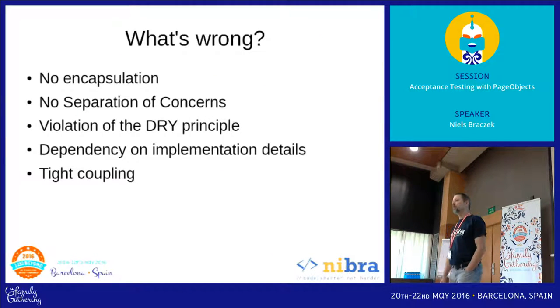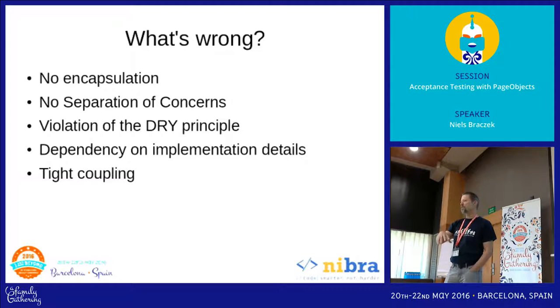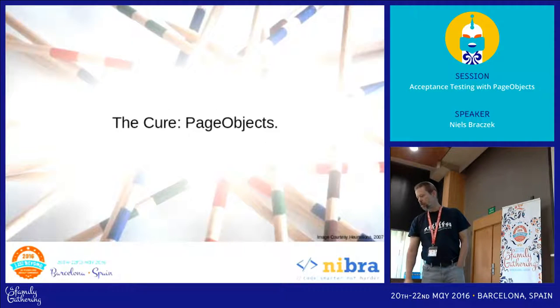Yeah? That's because we are violating nearly every principle we have in clean code. There's no encapsulation, no separation of concerns. Yeah, we violate the don't repeat yourself principle. We have a dependency on implementation instead of interface. Yeah? And we have a very tight coupling to the HTML code. So how do we solve that? That's done by introducing page objects.